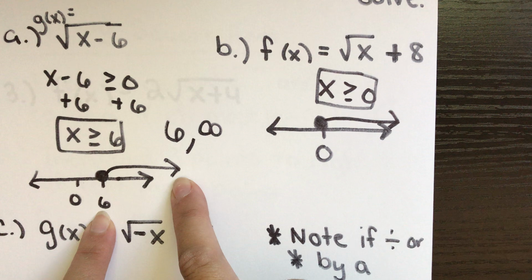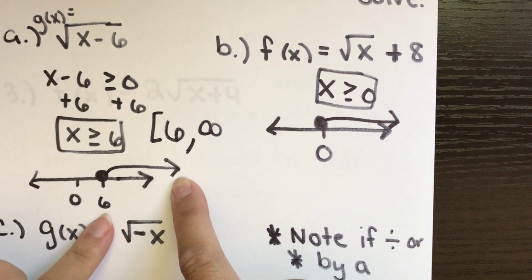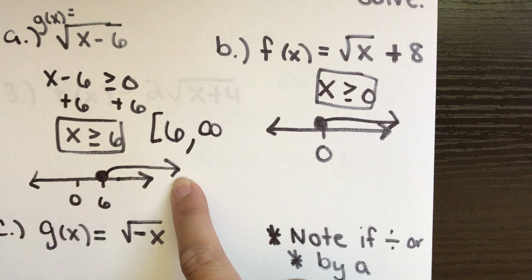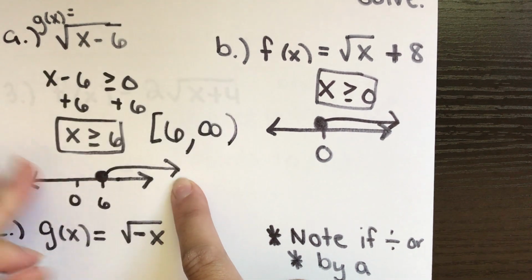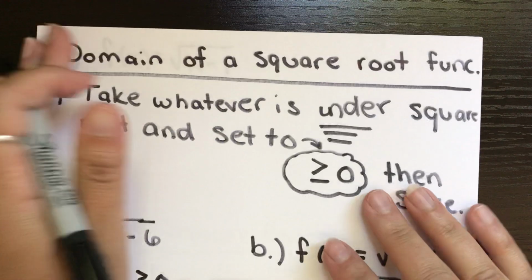Anytime you have a solid circle like the 6, you put a bracket. Anytime you have an arrowhead or an open circle, you automatically use a parenthesis. So I'm going to write that up here at the top and I'll show it to you.